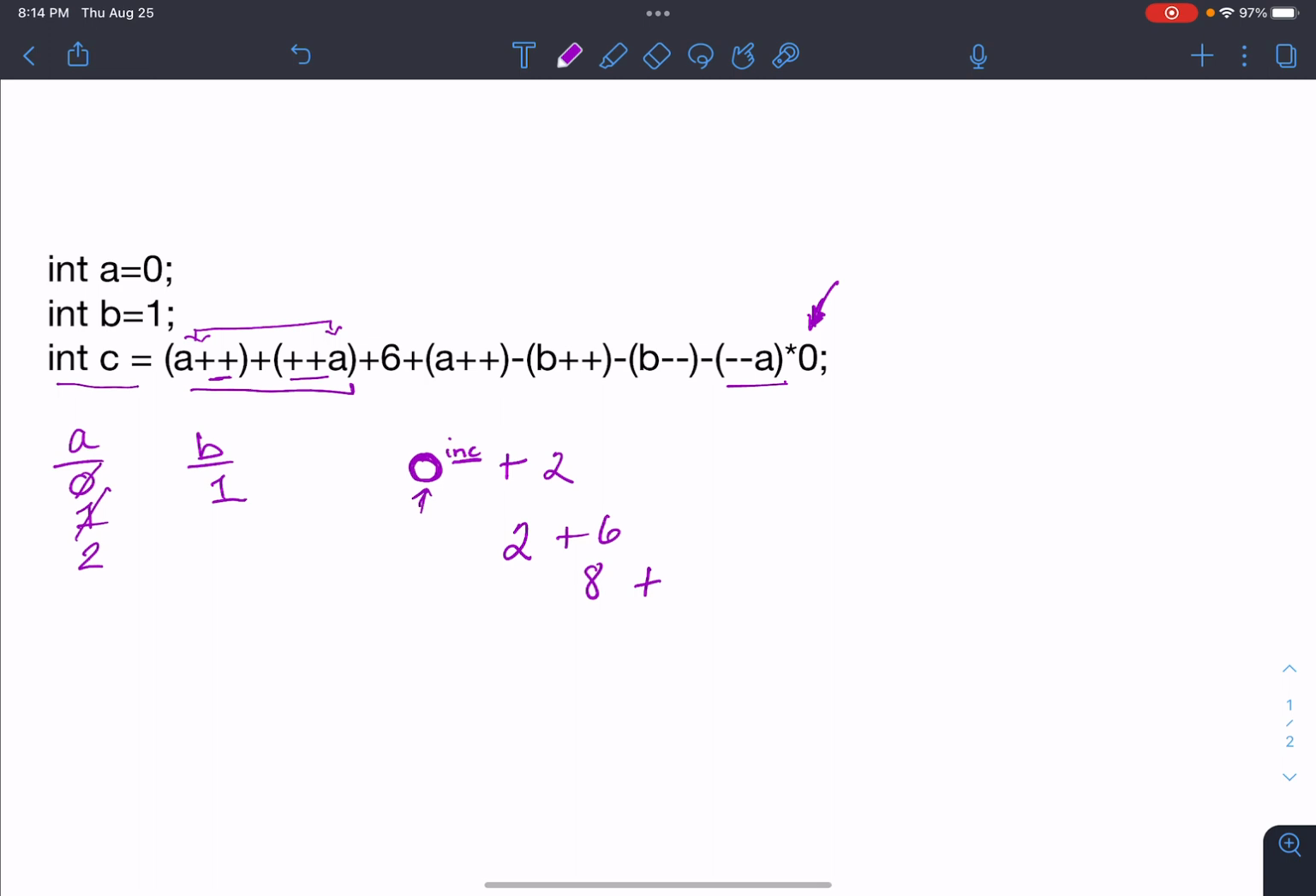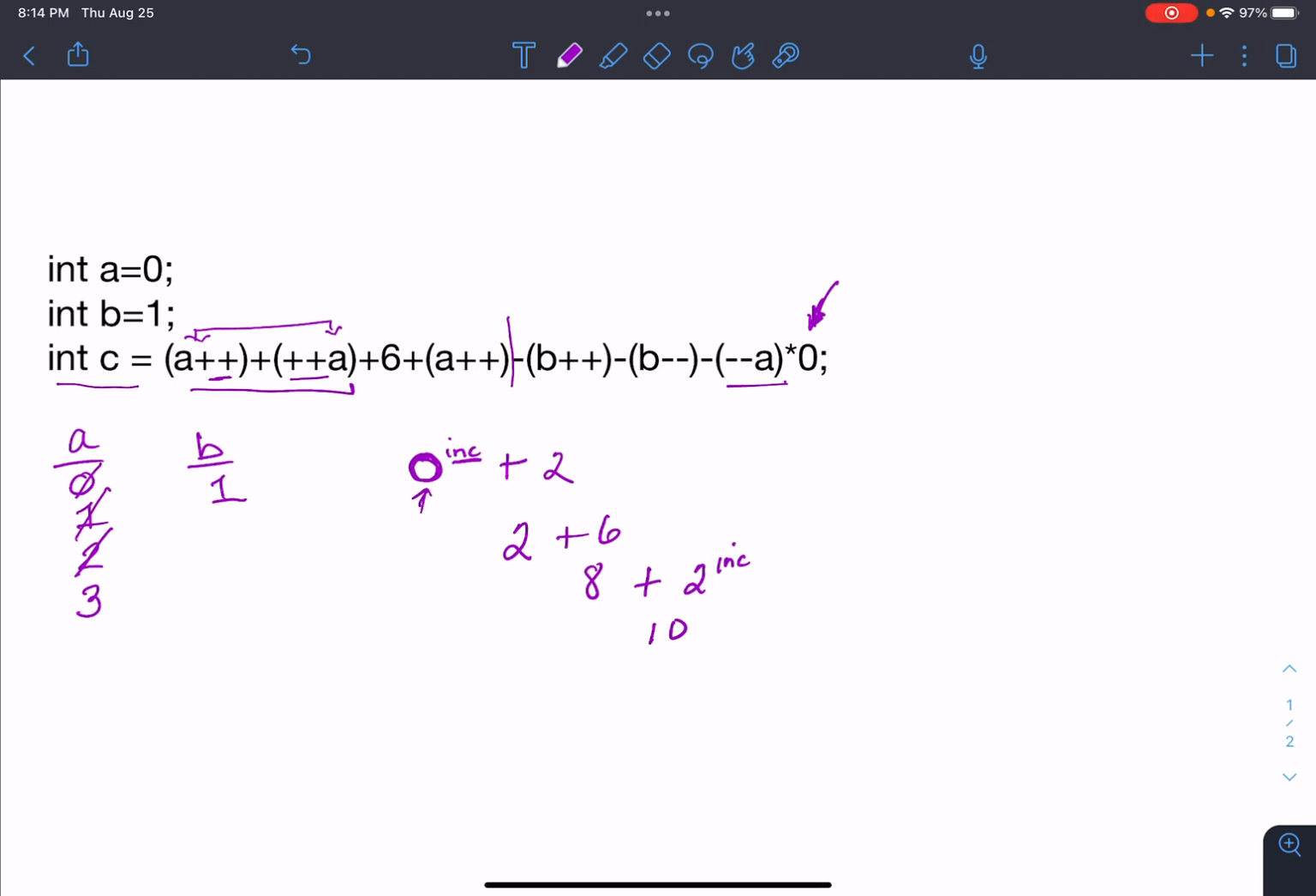Now, then we have a plus and we have an A. And so we write the A down. A is 2, but it's plus after, so we're going to increment it after we add this. So this would be 10, and then this would change to 3. So we're now down to here.